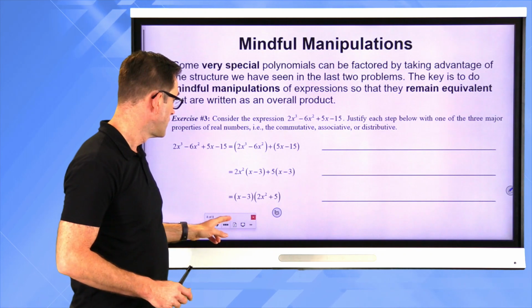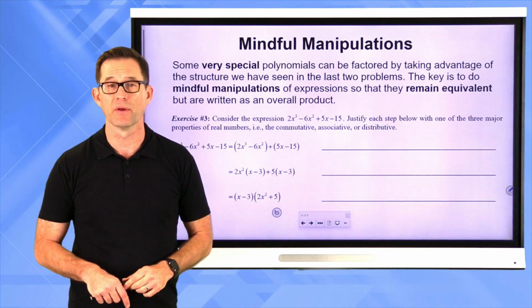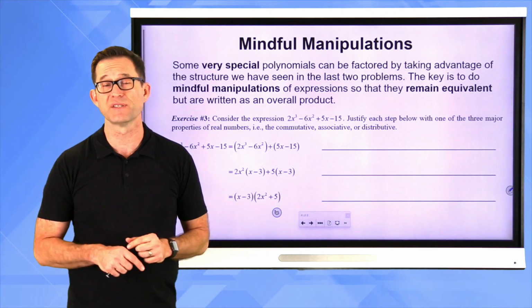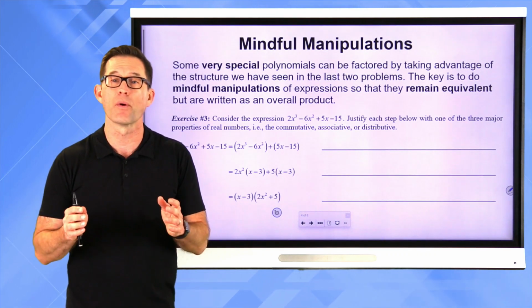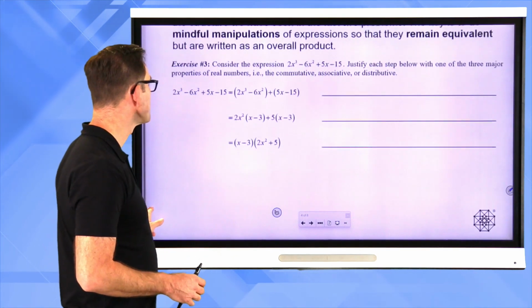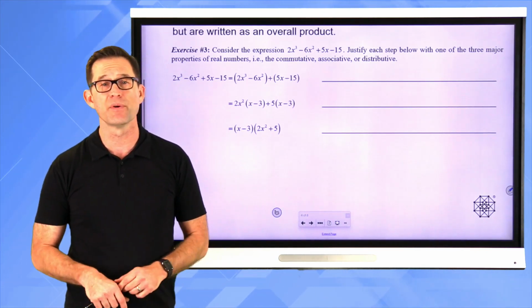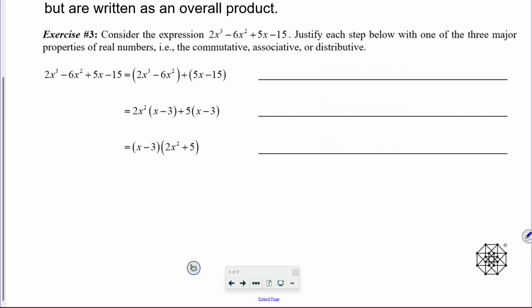Okay, so mindful manipulations. Some very special polynomials can be factored by taking advantage of the structure we've seen in the last two problems. The key is to do mindful manipulations of expressions so that they remain equivalent but are written as an overall product. So I'm going to show you how this works in exercise number 3, and we're going to talk about the real number properties that you're going to use, and then we'll actually start jumping into factoring by grouping. Exercise number 3. Consider the expression 2x cubed minus 6x squared plus 5x minus 15.